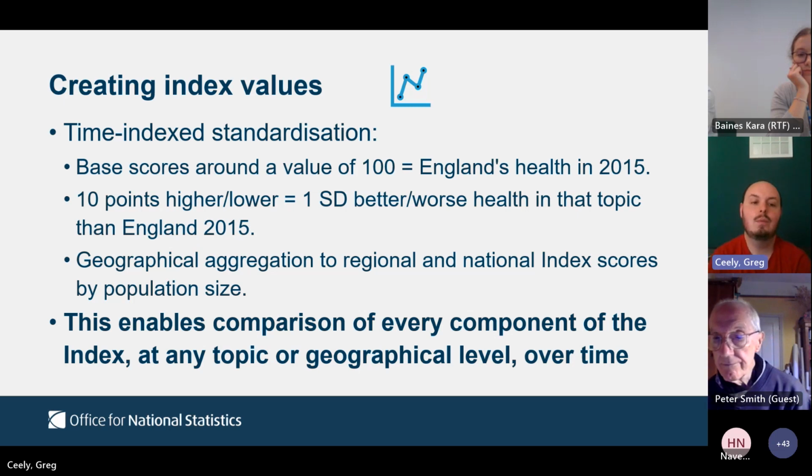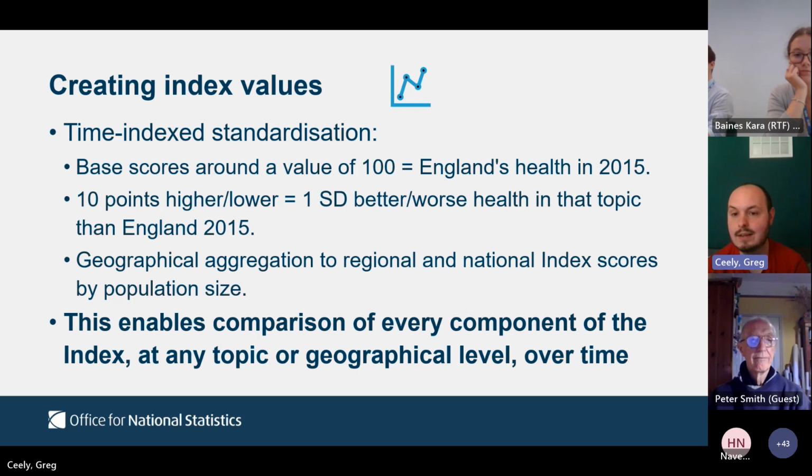After this, we aggregated to different geographical levels by using population weights. So if two local authorities are in the same region and one has twice the population, then it will have twice the weight in creating that region's health index scores. And again, we aggregated from there to England overall. That aggregation is a simple weighted arithmetic mean.